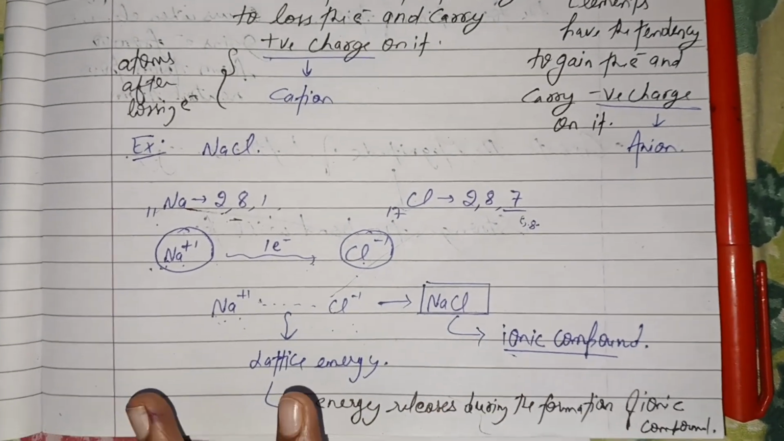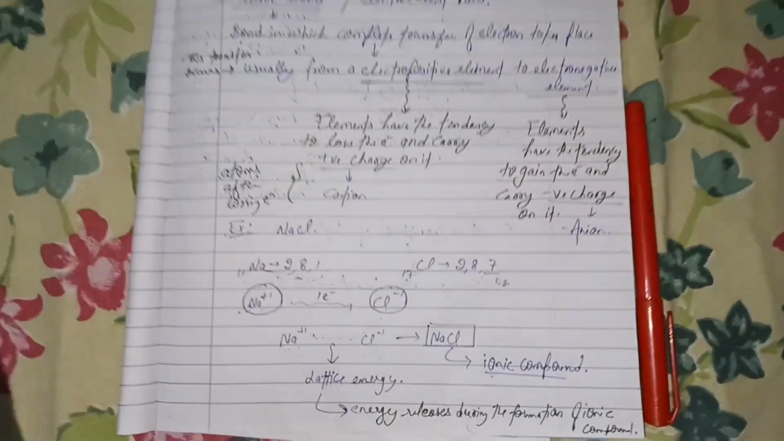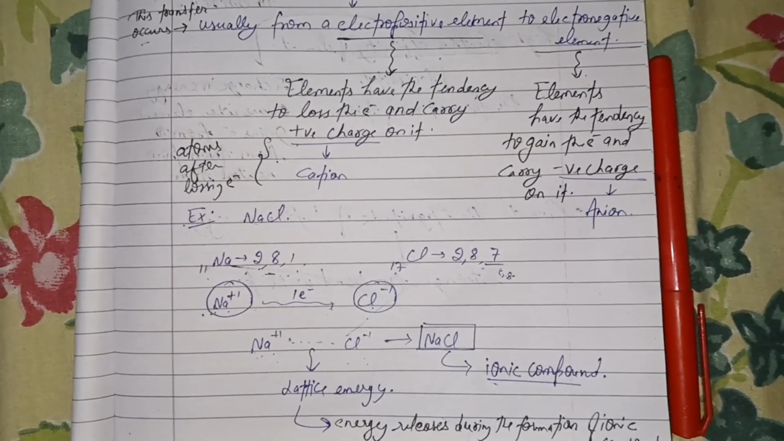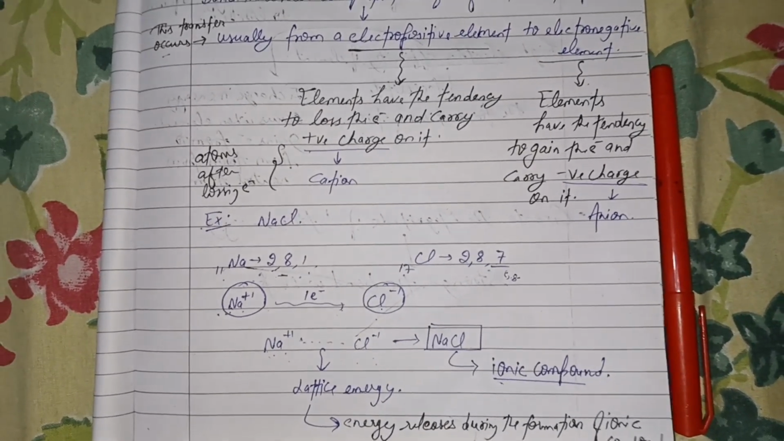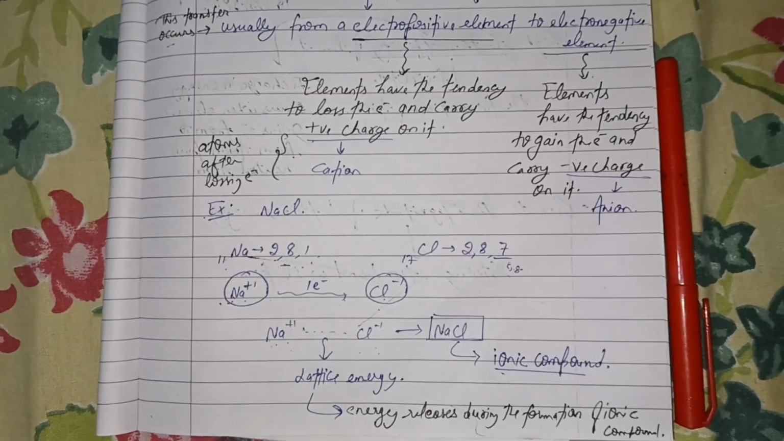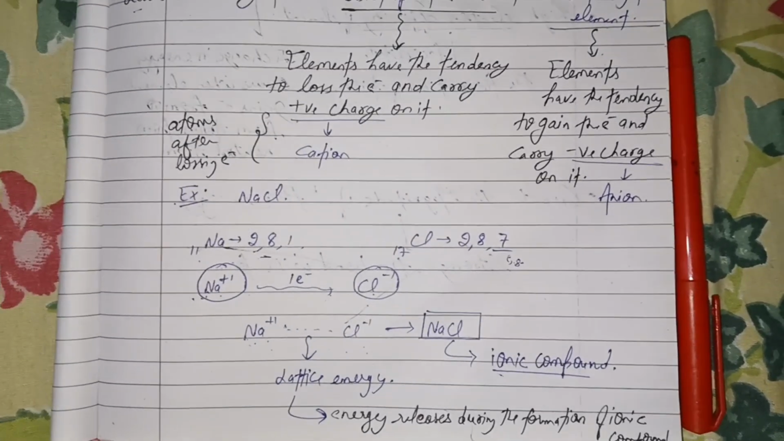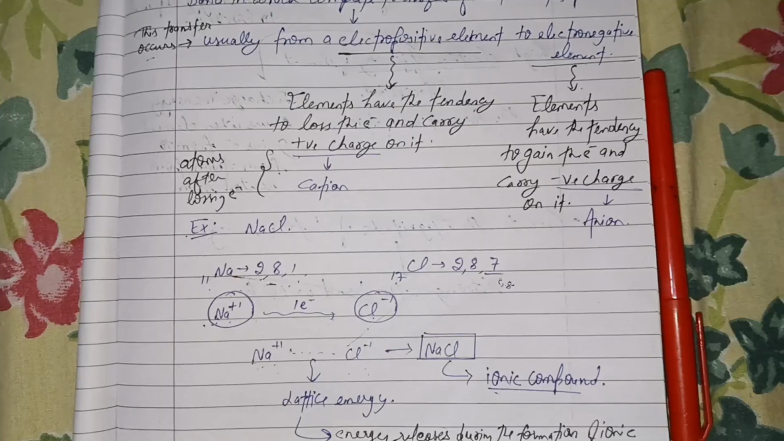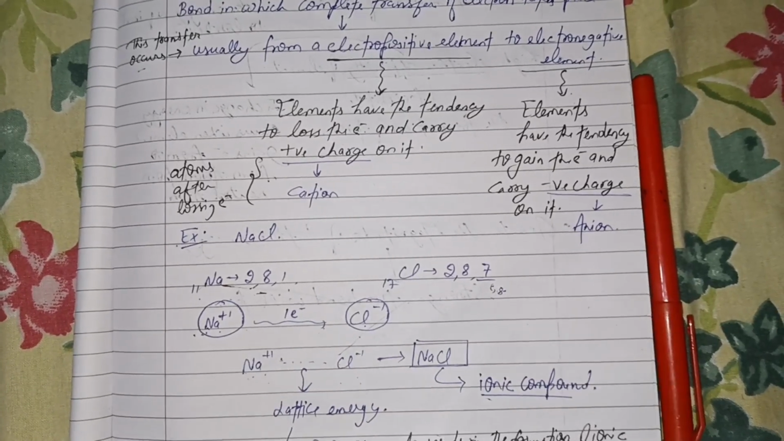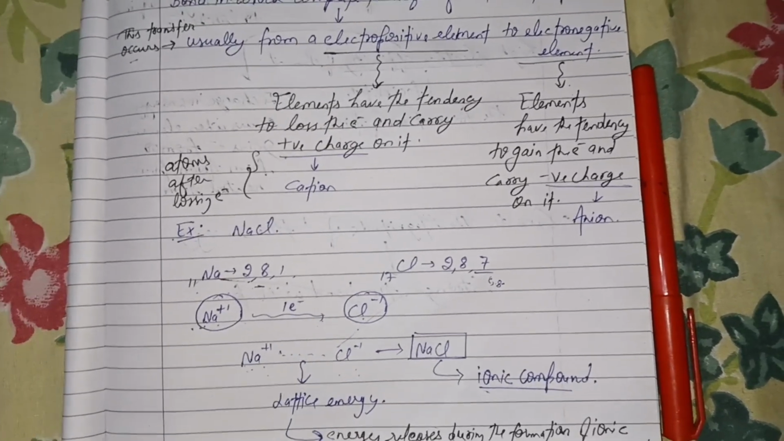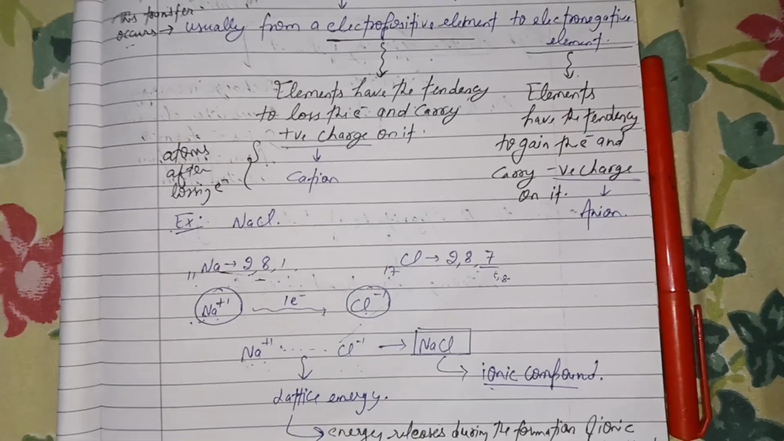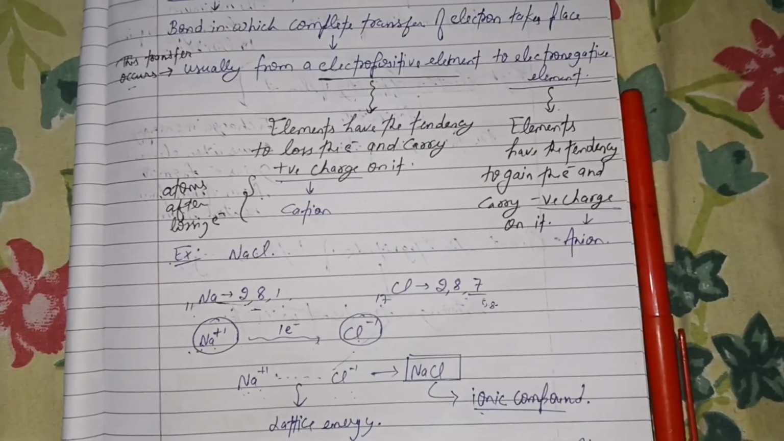I hope you get that point, that in an ionic bond a complete transfer of electrons takes place, which is usually from an electropositive element to an electronegative element. Now let's discuss the factors which influence the formation of the ionic bond, or the ionic compound.